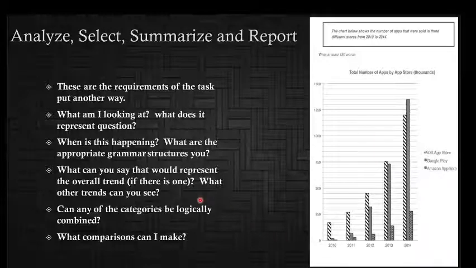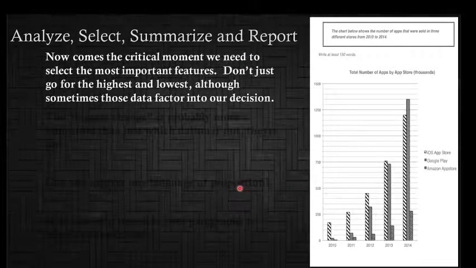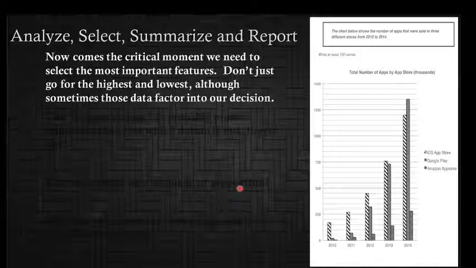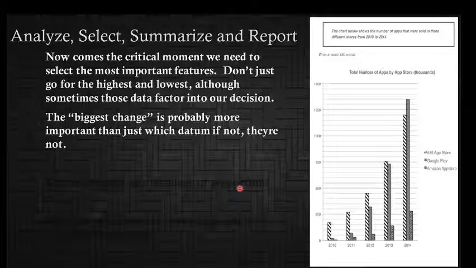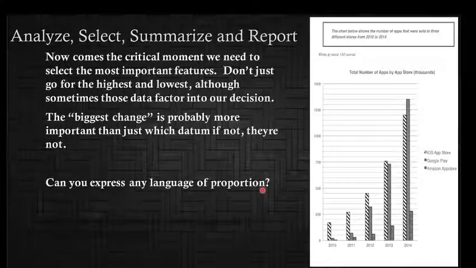All right, now comes the critical moment where we need to select the most important features. Now, don't just go for the highest and the lowest. Biggest change is probably more important than just which datum is highest. If they're not big, they're probably not important. All right. Can you express any language of proportion? Sure: 10 times, half, double, do that.